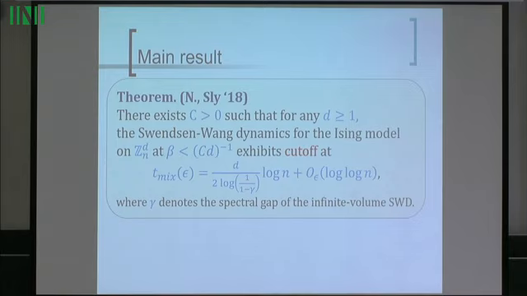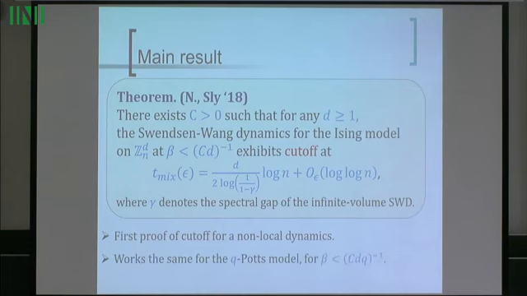As a consequence, we can see that the Swendsen-Wang dynamics should have log n mixing time as well. This is the first proof of a cutoff phenomenon for a non-local Markov chain. All the previous results dealt with local cases of Glauber dynamics type. And this proof works for the Potts model as well, but for a slightly worse regime of beta, as one can imagine. Okay. So for the rest of the talk, I will try to convince you why the Swendsen-Wang dynamics should exhibit cutoff at high temperatures. Okay.